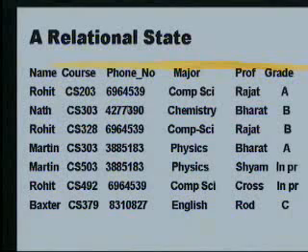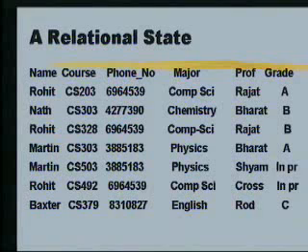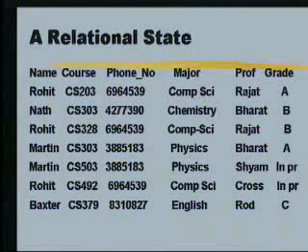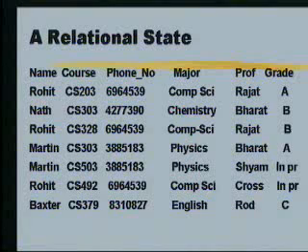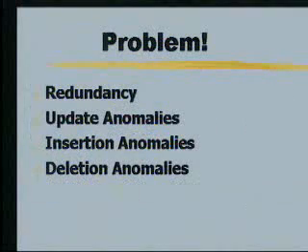The problem of redundancy which can be visualized here is that Rohit's telephone number is appearing many a times. His major is appearing many a times. Similarly, for the course CS 303, the professor who is teaching that particular course is appearing twice. Now, this is redundancy in this particular table.